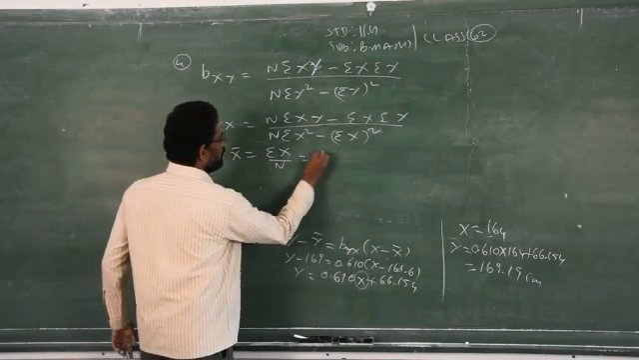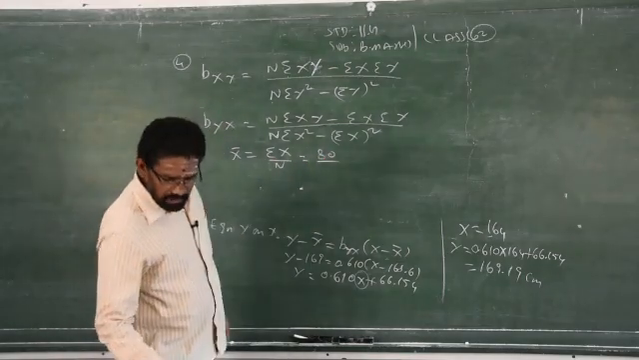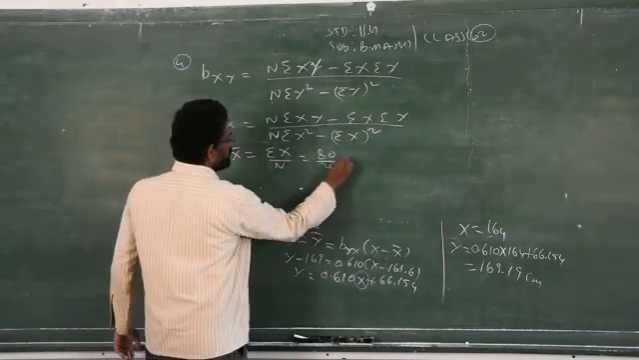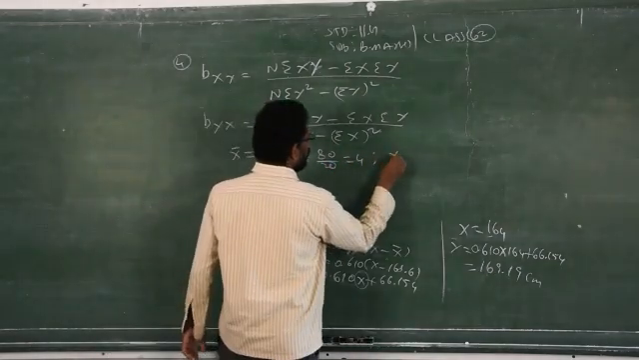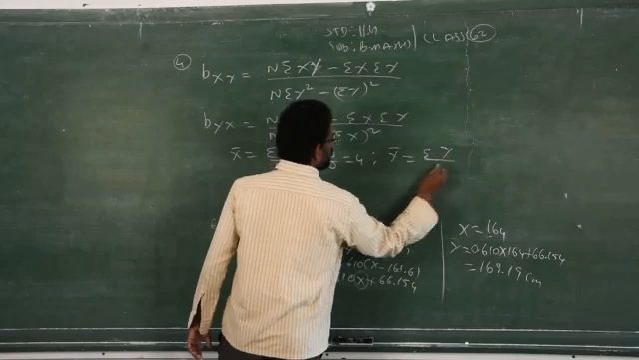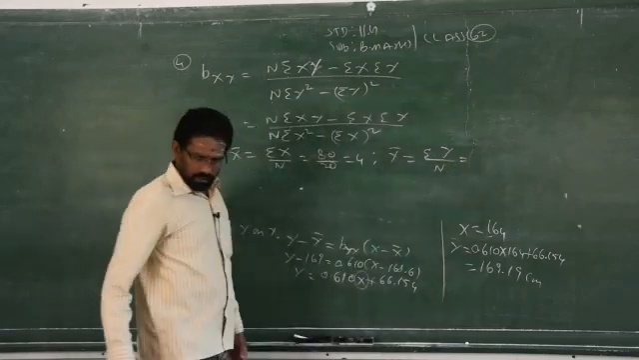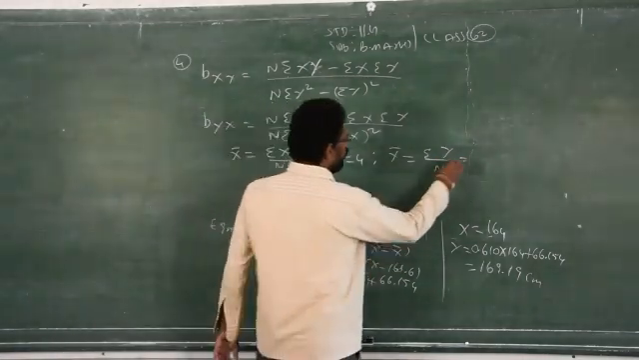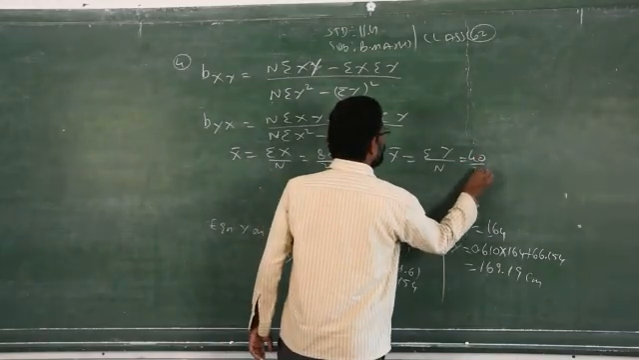Summation x is given as 80, number of data n is given as 20. Clear? Just simplify, you will get 4. Similarly, you have to find y bar, that is summation y by capital N. What is your summation y? 40. 40 by 20 will give you 2.